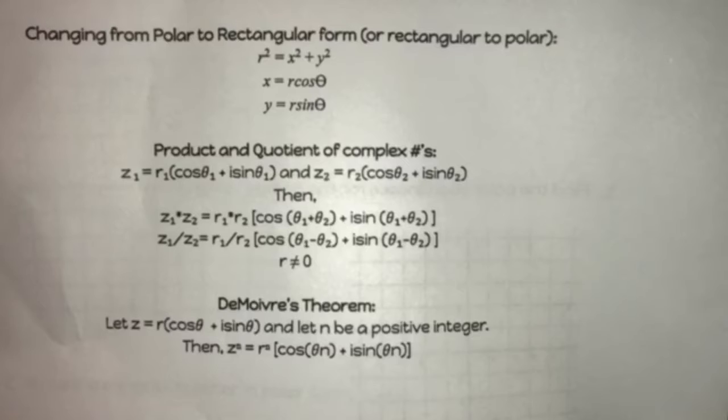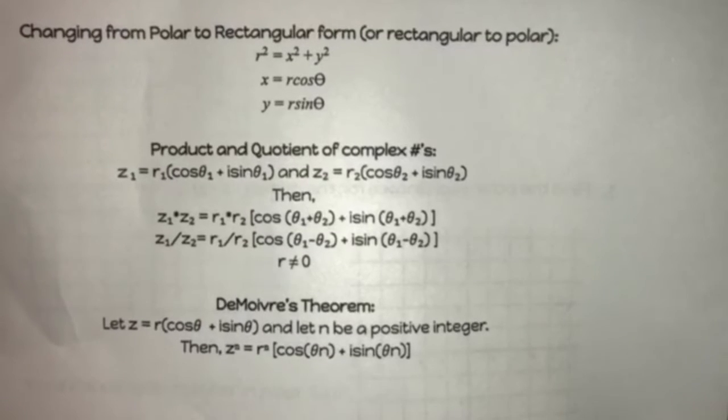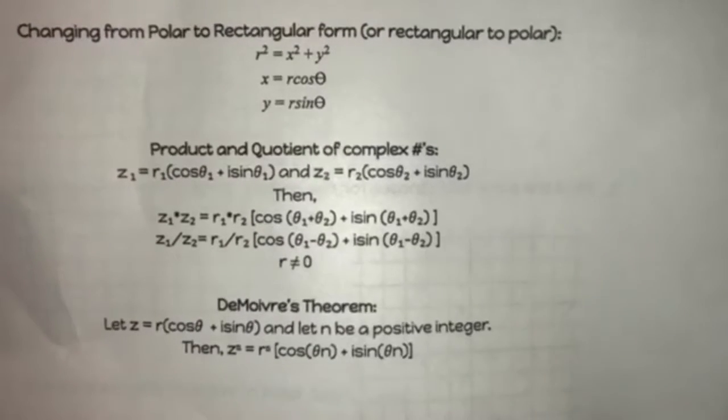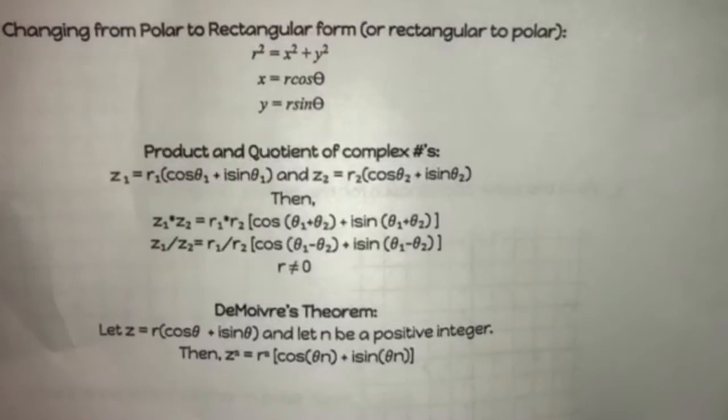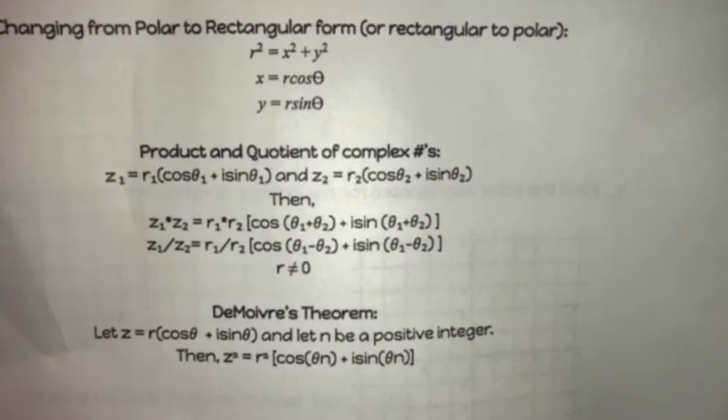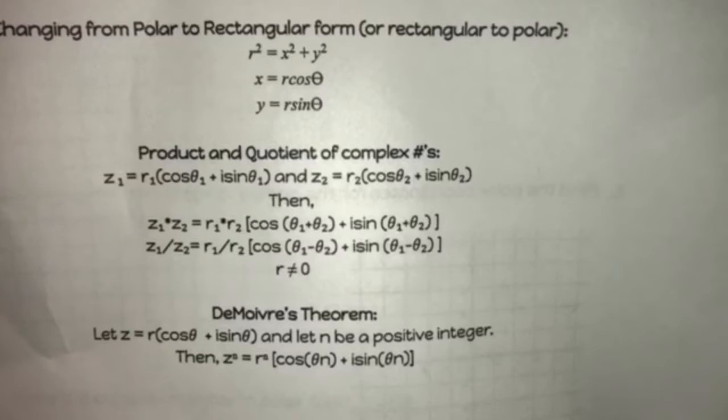Changing from polar to rectangular form, or rectangular to polar form: r squared equals x squared plus y squared, x equals r cosine theta, and y equals r sine theta.